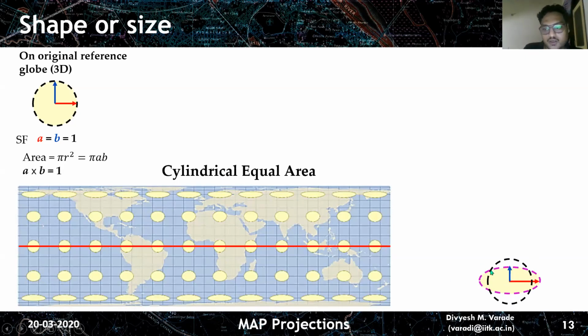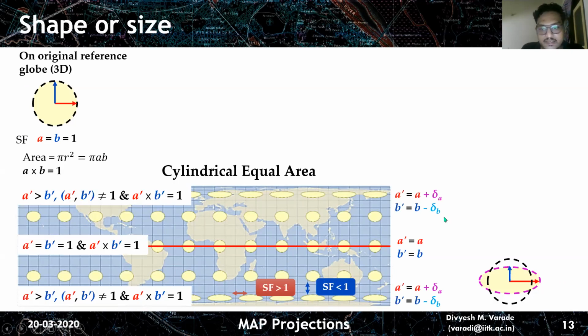Our new radii, the scale factors, are no longer equal to those on the reference globe. In the north-south direction it has shrunk, and in the east-west direction it has stretched. That means that the scale factor now is no longer the same as on the reference globe. You can clearly see here that along the north direction the new scale factor has reduced, while in the east-west direction it has stretched out, so the scale factor there is much larger than on the reference globe.